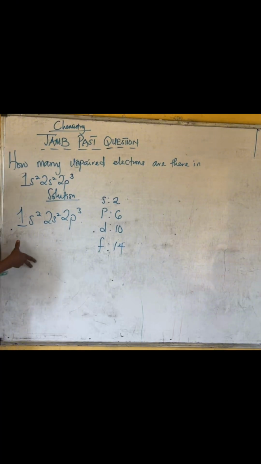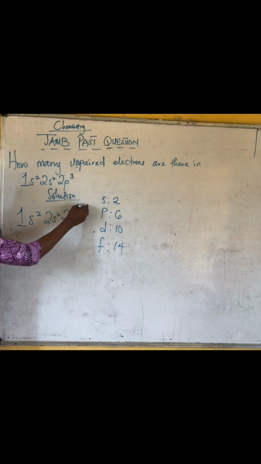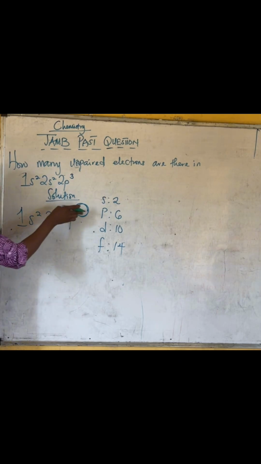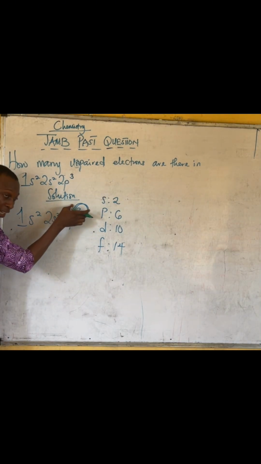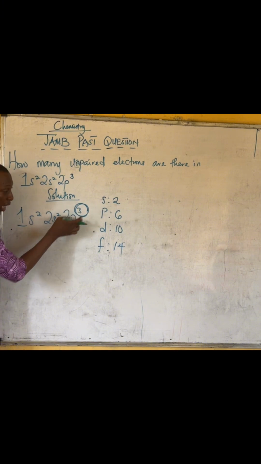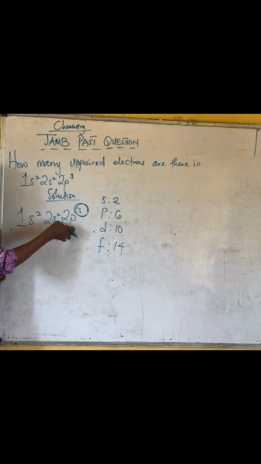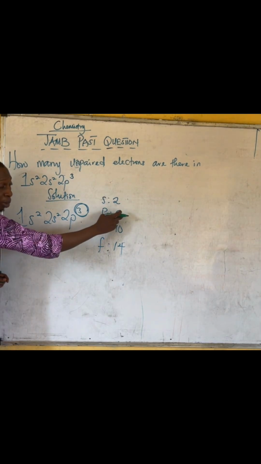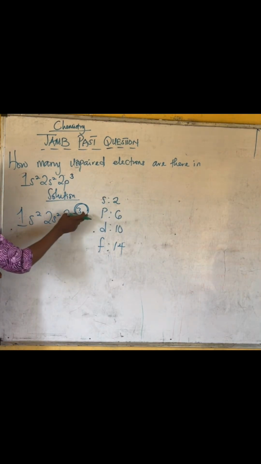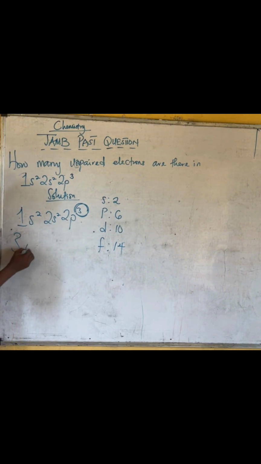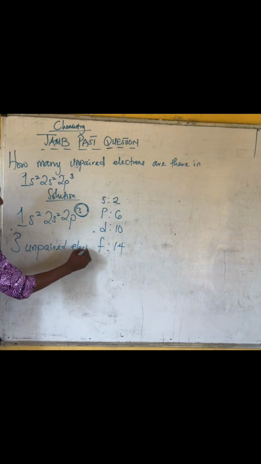So from here, what will I do? Since I said this one is 3, to get the number of unpaired, remove the number of electrons that you have in the p orbitals from the maximum number of electrons the orbital itself can accommodate. Since the maximum number of electrons it can take is 6, and the number of electrons it has here is 3, 6 minus 3 is 3. Therefore, there are 3 unpaired electrons.